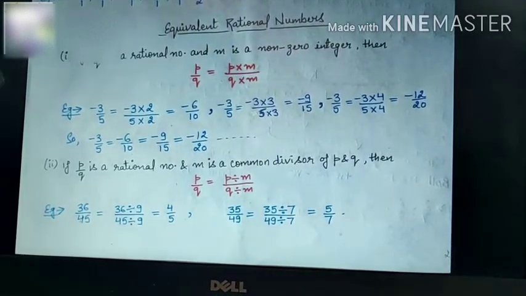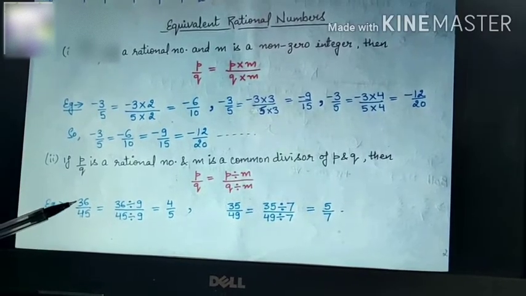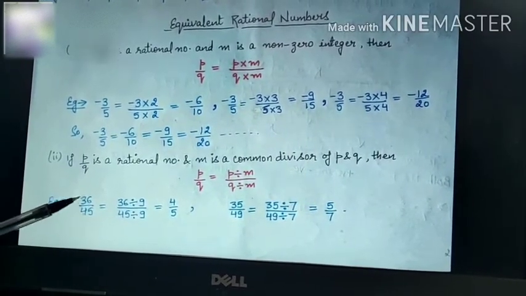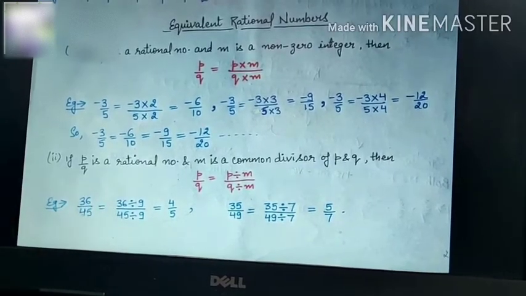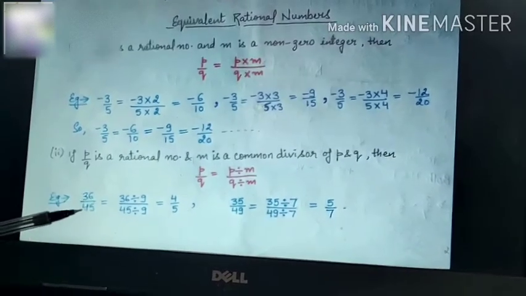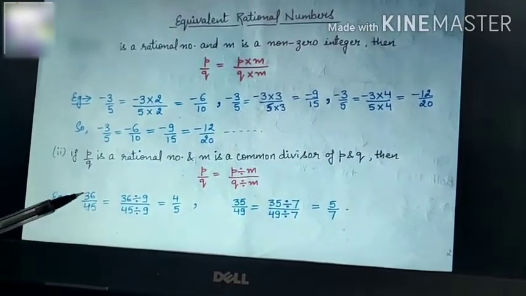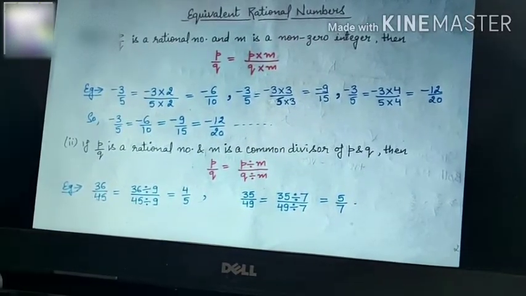See how. Here is an example, 36 upon 45. So 36 and 45 both are divisible by 9. So you can divide both numerator and denominator by 9. And 9 is also the HCF of p and q, the numerator and denominator. So let us divide 36 by 9. 45 is also divided by 9.